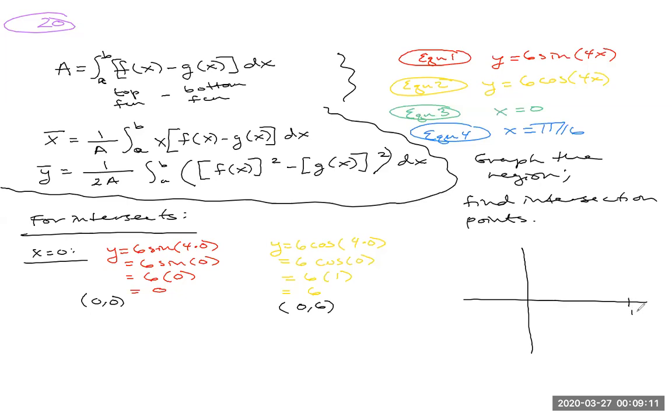So we're going to have pi over 16 and then 0. All right, so we know that (0, 0) and (0, 6) will be points. Let's go ahead and draw in the lines that we know, so maybe you'll have a better idea of why I'm thinking about it this way. So from equation 3, that's when x is equal to 0. And then from equation 4, that's when x is equal to pi over 16.